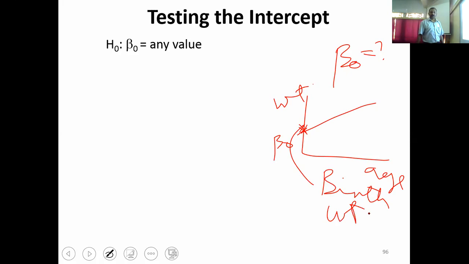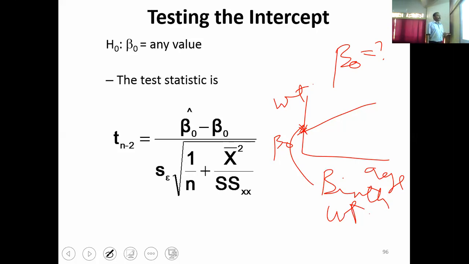Isn't it? That is actually birth rate. Age at weight at age of 0, that is actually birth rate. So we can find out what is the average birth rate. Okay, so we can use again the test statistics.